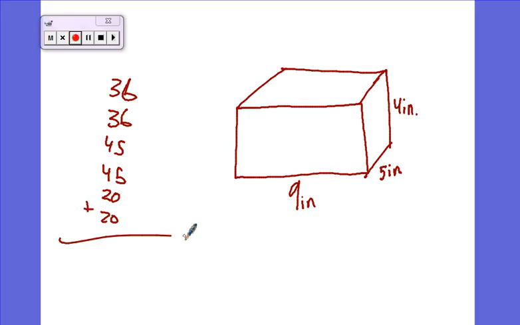Is it 52 inches squared? Nope. We are figuring out the perimeter of the bottom. So the bottom looks like a rectangle. It is 9 and 5. Perimeter means we add up all the sides.